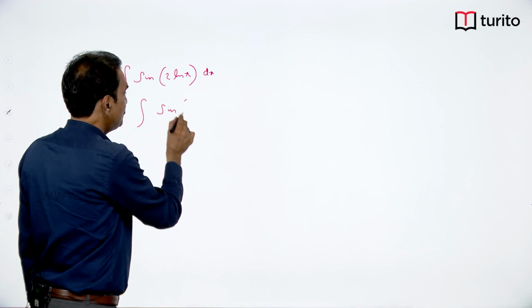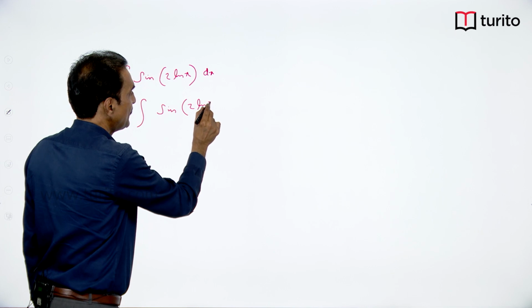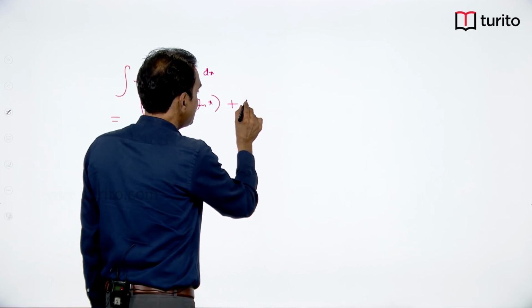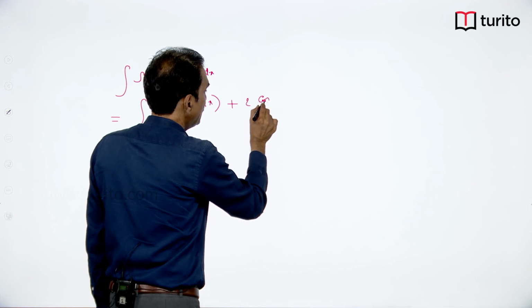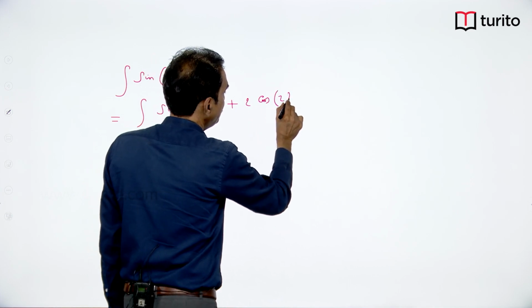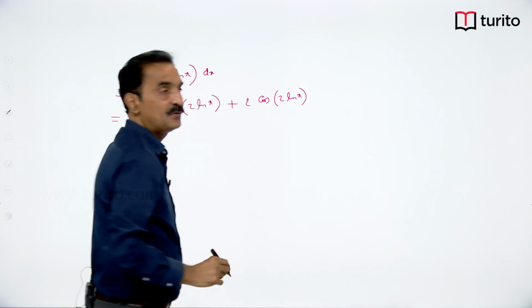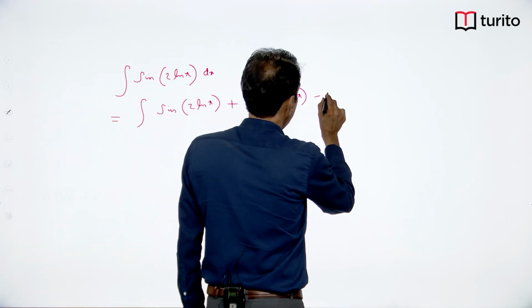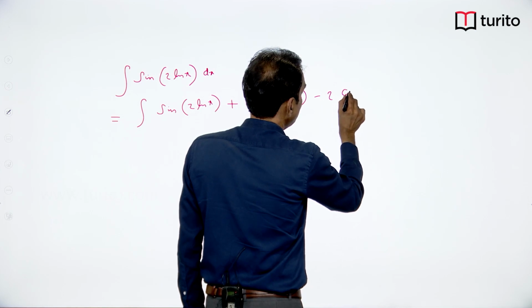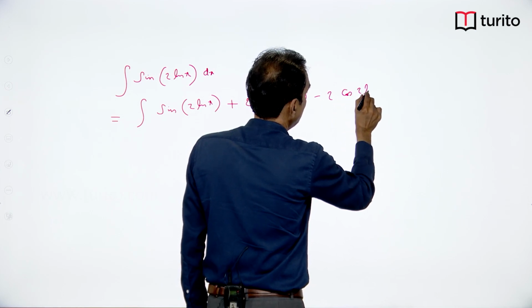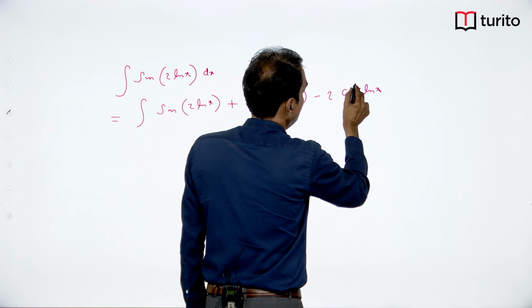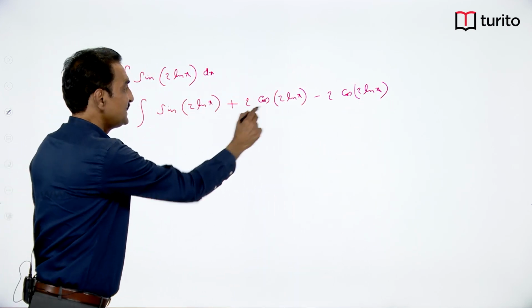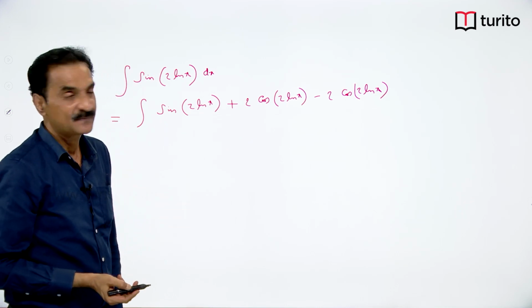Sin of 2 ln x plus 2 cos of 2 ln x minus 2 cos 2 ln x. This plus this is f of ln x plus f dash ln x.